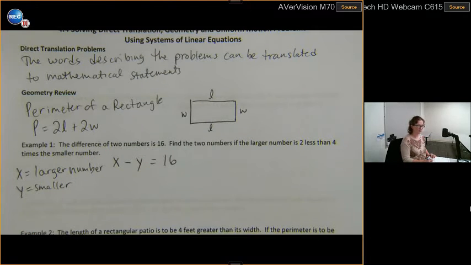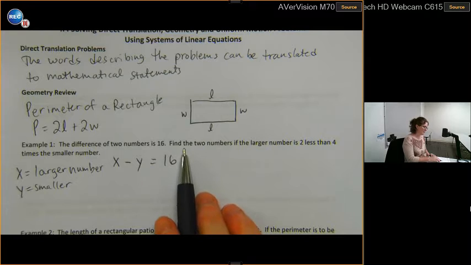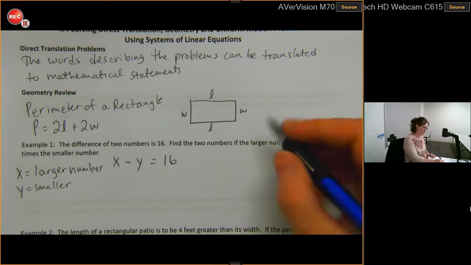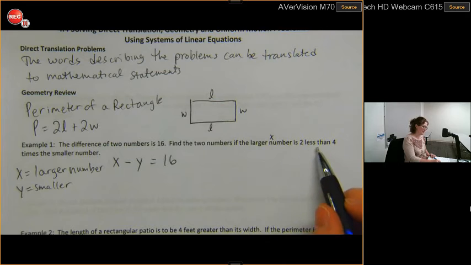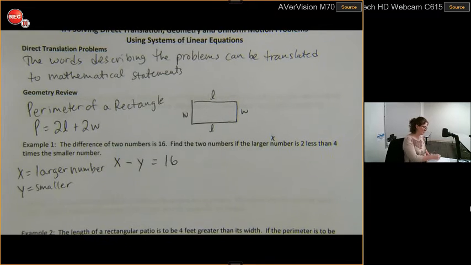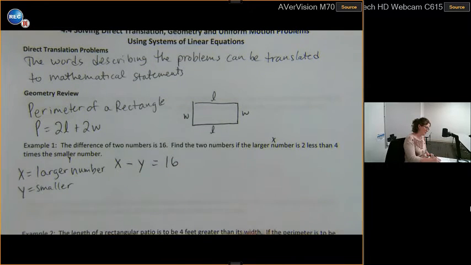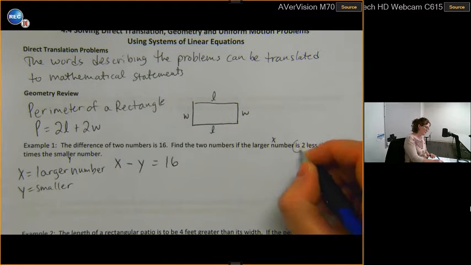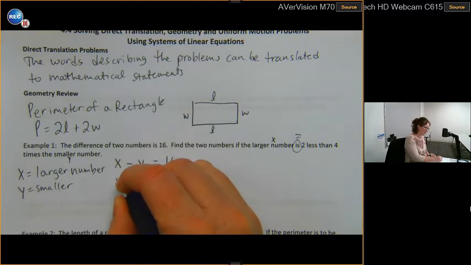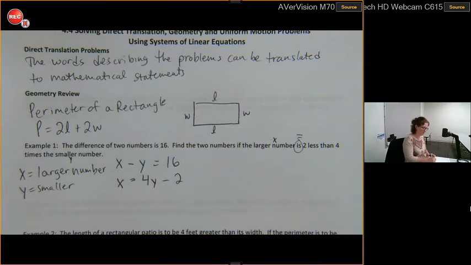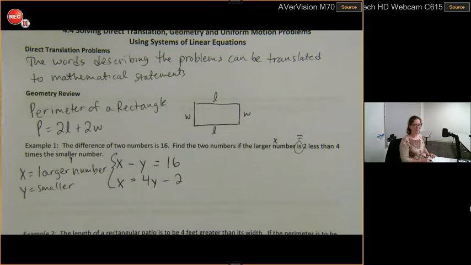It's important to keep track of that because of our next sentence. Find the two numbers if the larger number, that's x, is 2 less than 4 times the smaller number, which is y. So it's 2 less than 4 times the smaller number. And the word "is" is going to be our equal. So x is 4 times the smaller number, subtract 2. So now the system is written and we have to solve it.